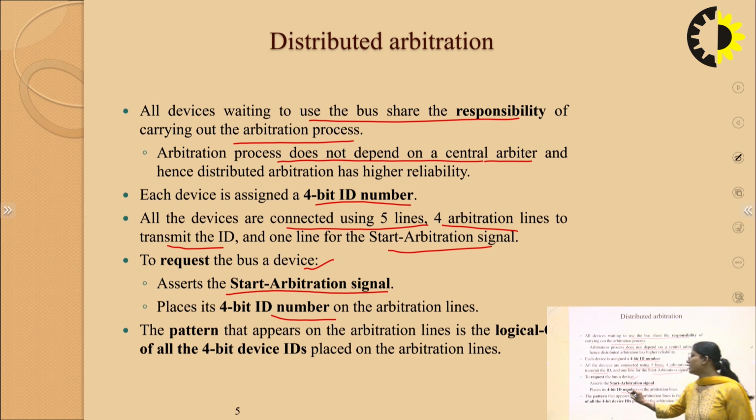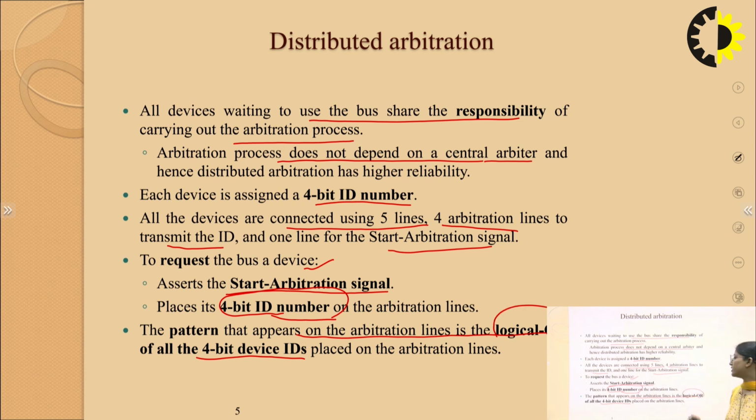So basically this is the most important part in distributed arbitration. The pattern that appears on the arbitration line is the logical OR of the 4-bit device IDs. So here the main focus is on the 4-bit device ID. To analyze the 4-bit device ID, there will be a pattern. That pattern will work on the logical OR operation, and it will be placed on the arbitration line.